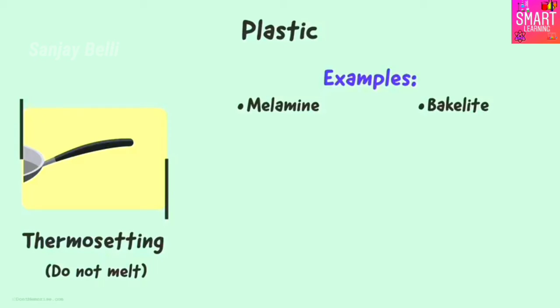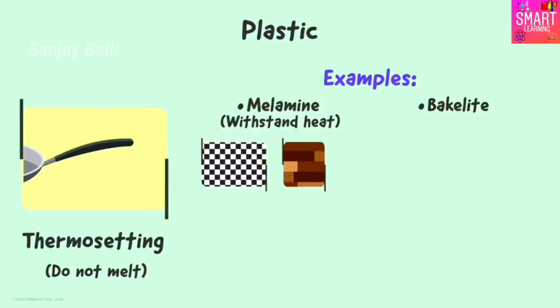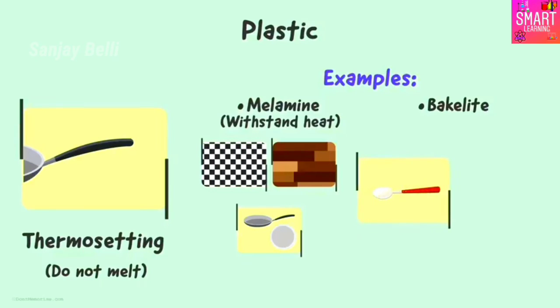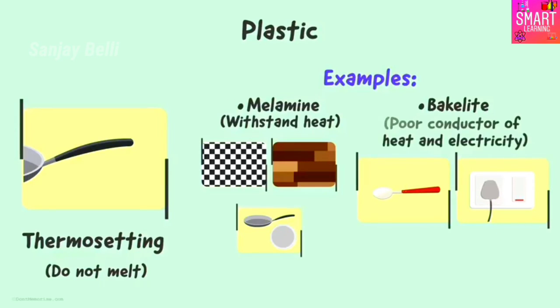Melamine is known to withstand a high amount of heat. It is therefore used in making tiles, flooring and kitchenware. Bakelite, on the other hand, is used in making handles of kitchen utensils and switches, as it's a poor conductor of heat and electricity. So this was about the thermosetting plastics.